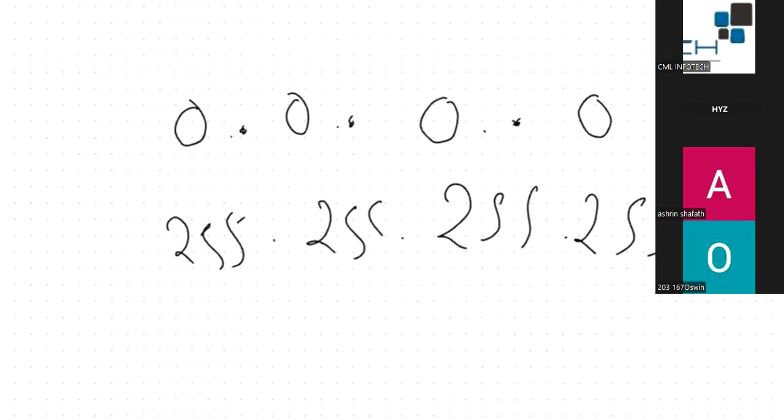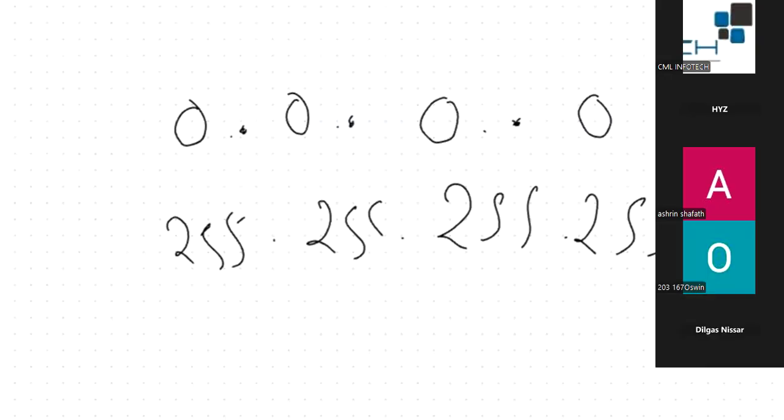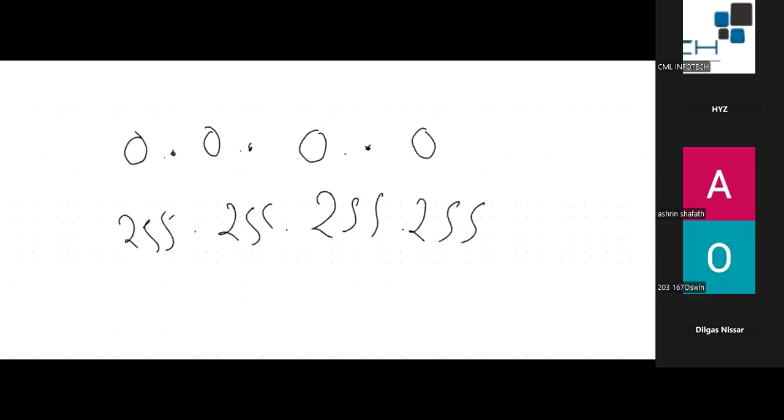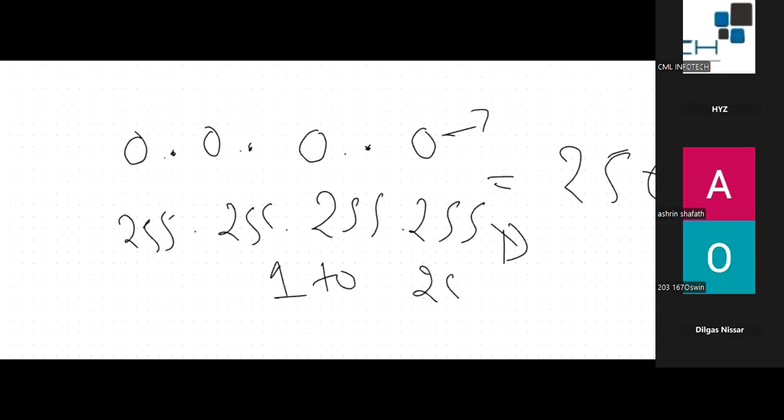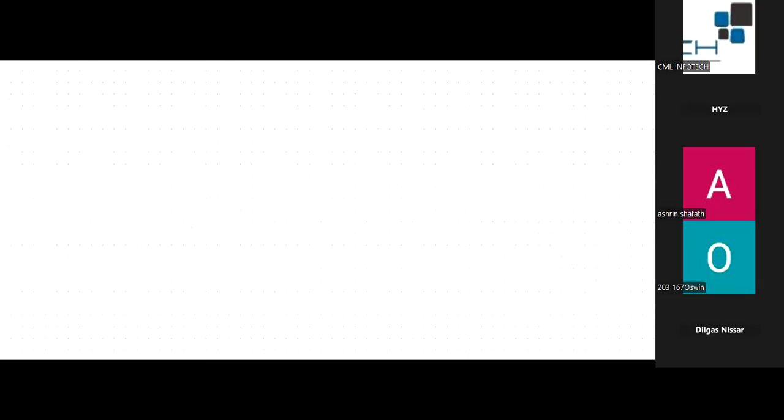So in this format, the total is 0 to 255, which is 256 values. Of these 256, 0 is reserved and 255 is reserved. So what is available? 1 to 254. For any of your 4 octets, the usable addresses would be 1 to 254.